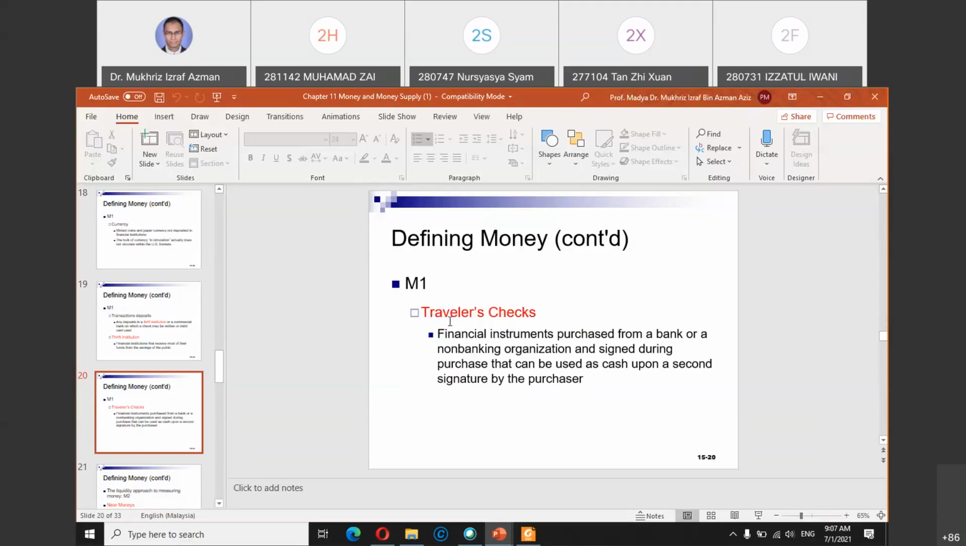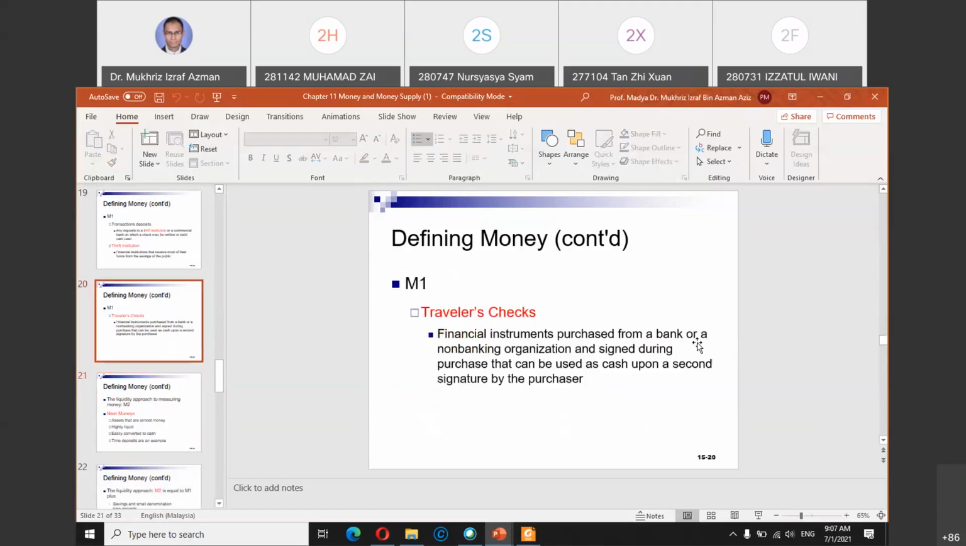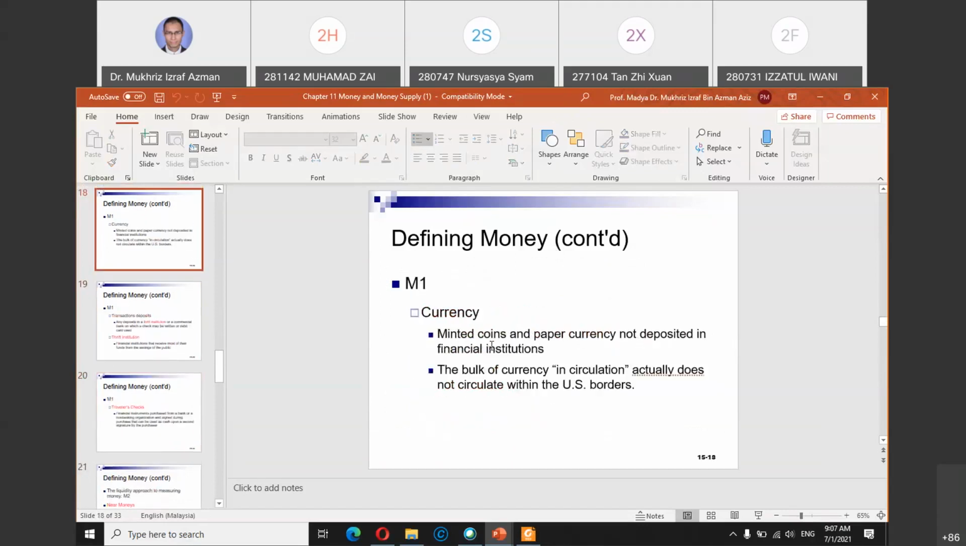And then you have another approach to liquidity, I mean another definition of money supply, which is M2. M1 is the most liquid. M1 means money in circulation: cash, coins, and currency, the ones that you hold in your wallet or in your handbag.